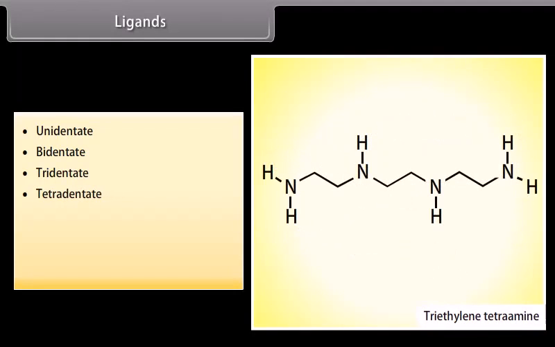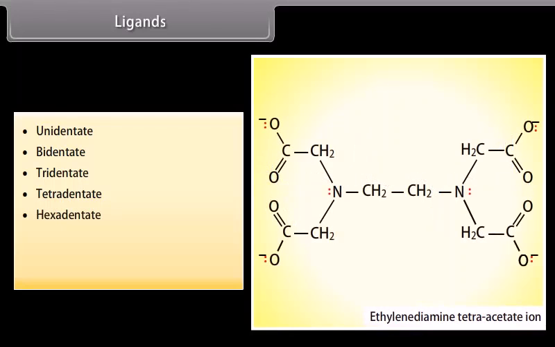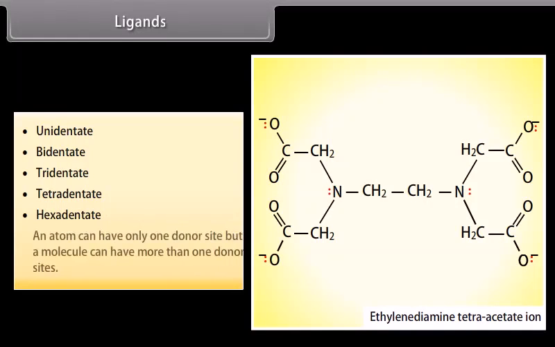Tetradentate, with four donor sites, for example, triethylene tetraamine. Hexadentate, with six donor sites, for example, ethylenediamine tetraacetate ion. An atom can have only one donor site, but a molecule can have more than one donor site.